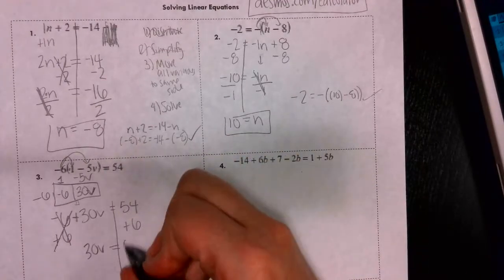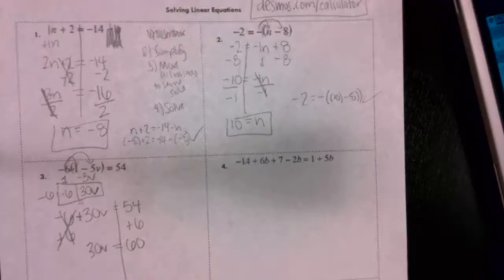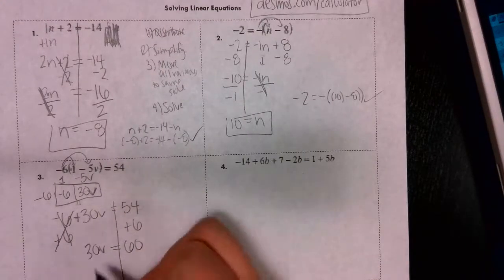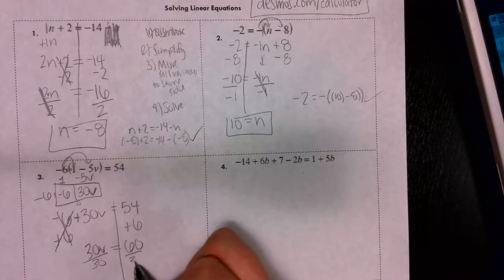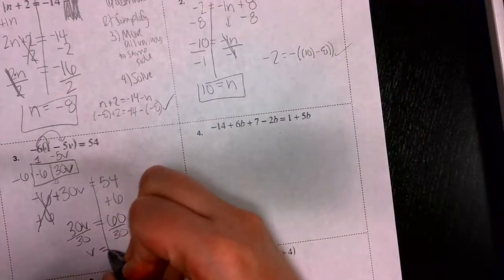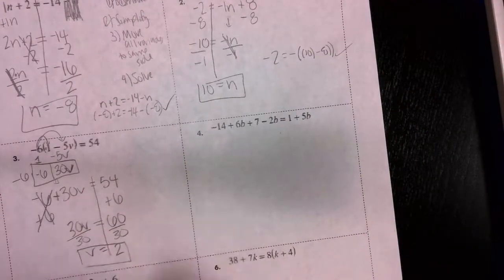54 plus 6 gives me 60. I know 30v really means 30 times v. So I'm going to do the opposite of multiplying, which is dividing. So I'm going to divide by 30 on both sides. I end up with v equals 2. And that is my final answer.